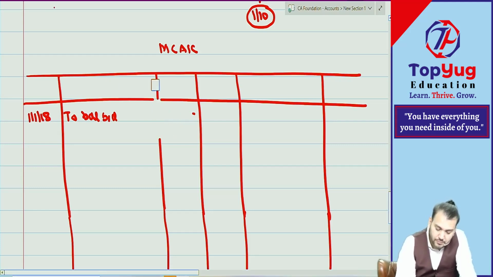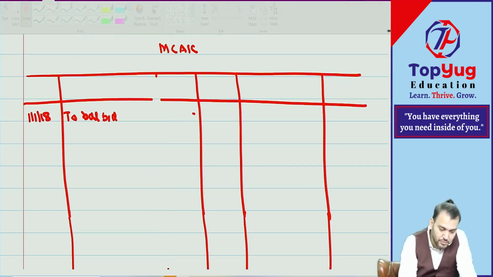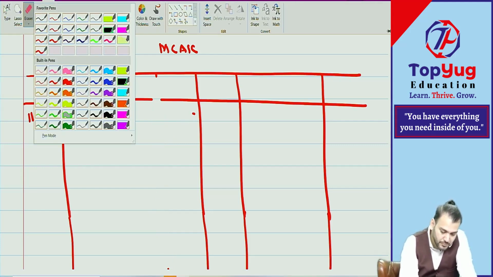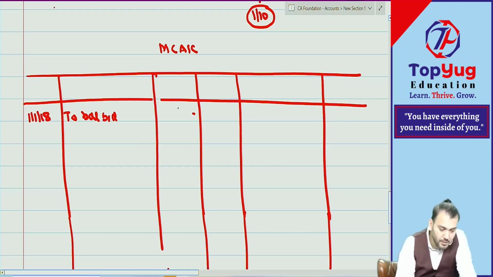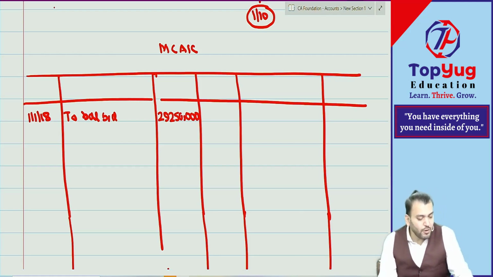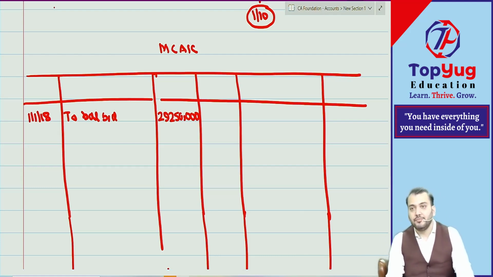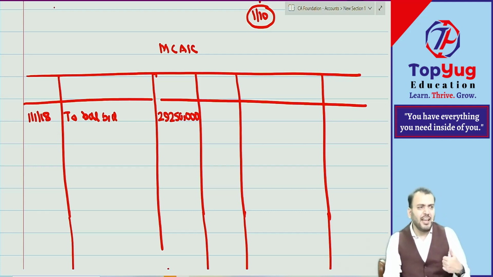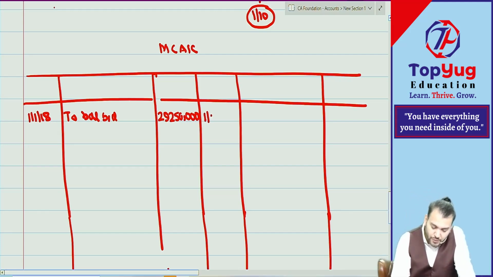1 2 into 10. How much? 2 crore 92 lakh 50,000. Understood? This becomes the opening balance. Now what they have done is, on 1st October 2018, means this year only, some of the machinery has been damaged, means sold we can say. So how much amount is realized on 1st October 2018 by bank? By bank is how much?